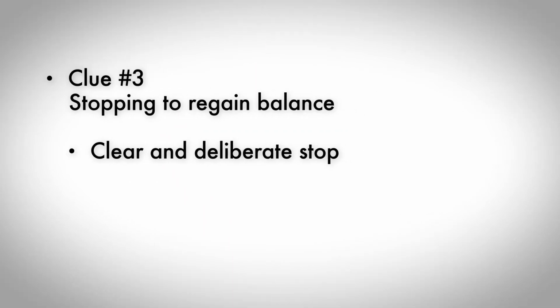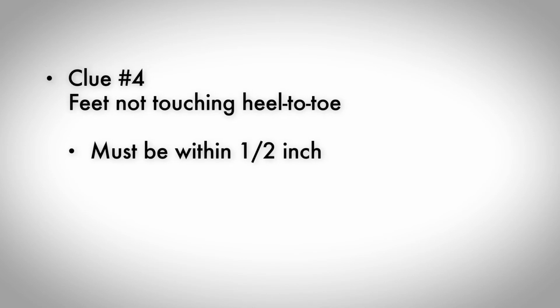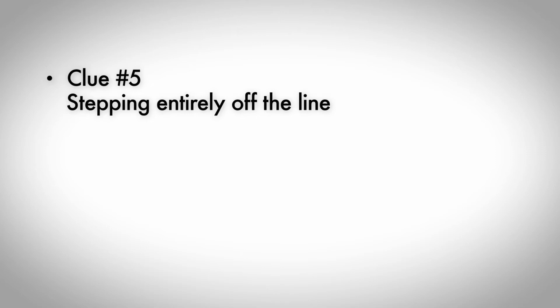Another validated clue is that the subject stops while walking. The stop needs to be clear and deliberate, and not just a reduction in speed. Next, the subject may not touch their heel to their toe. The validated clue is counted if the subject leaves more than half an inch of space between heel and toe of any step.